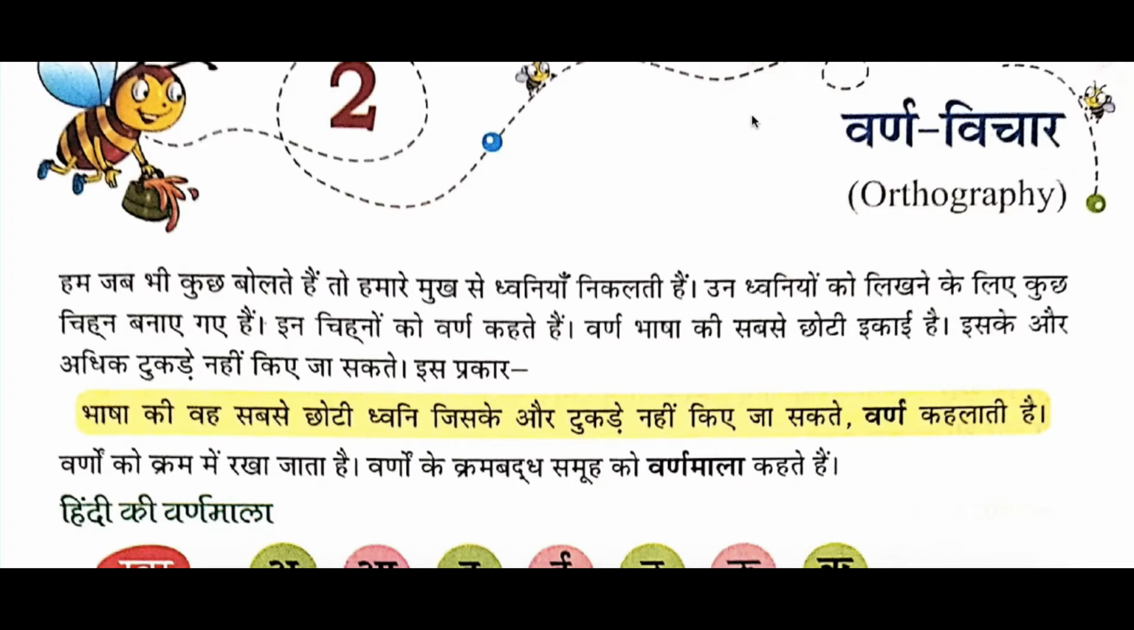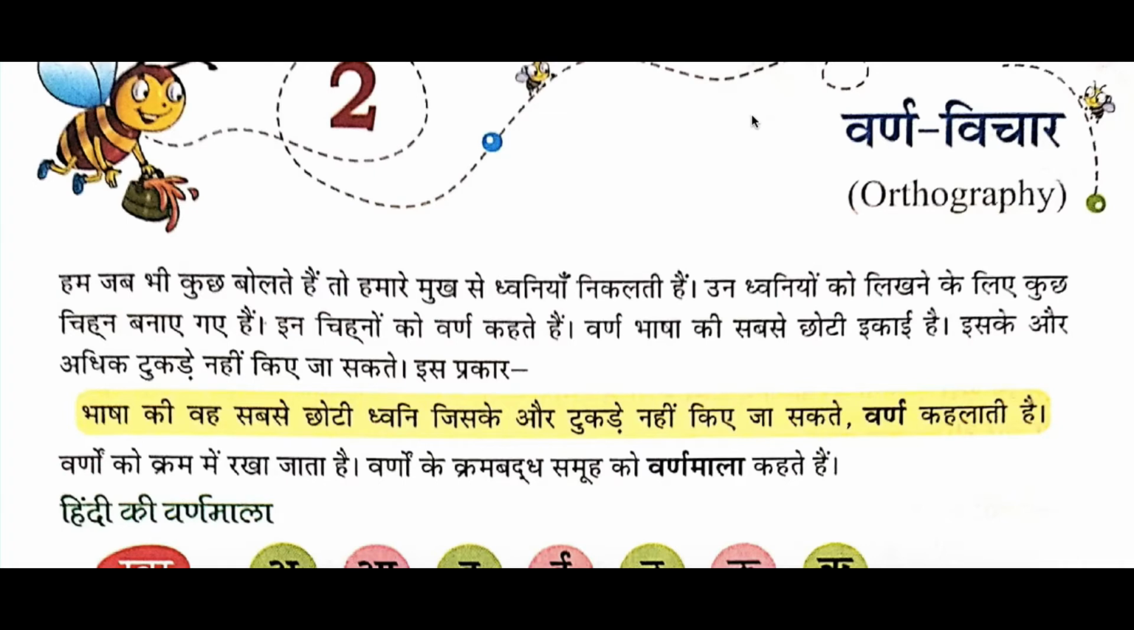So let's see. Whenever we speak anything, some sounds come from our mouth. मुख means mouth, ध्वनियाँ means sounds. उन ध्वनियों को लिखने के लिए कुछ चिन्ह बनाए गए हैं. Whatever we say, how will we know how to write it?